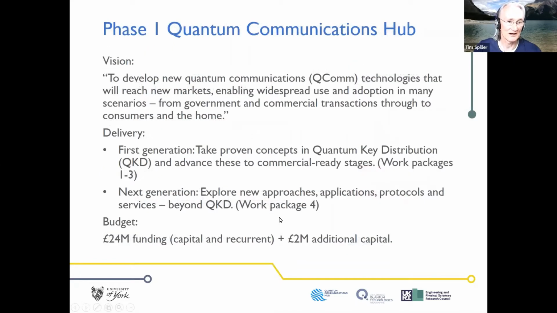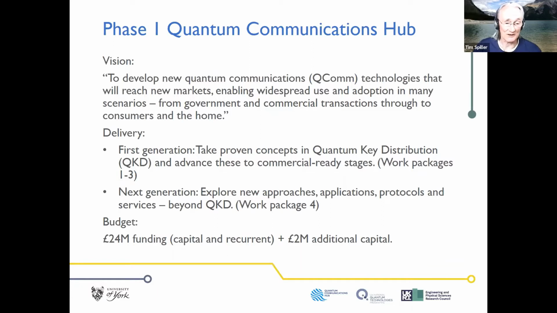This is literally a cut and paste from the proposal that we wrote for phase 1. So it's very important to understand that these hubs, they're big distributed collaborative bodies, and I'll show you all of our partners in just a minute. But it's important to note that the hubs are focused on technology development, not basic science. So what we were tasked to do when we put in our hub proposals is that we were told we needed to put in proposals to develop new technologies.